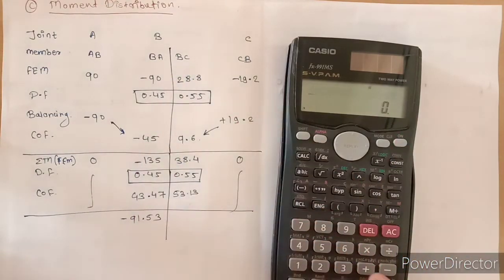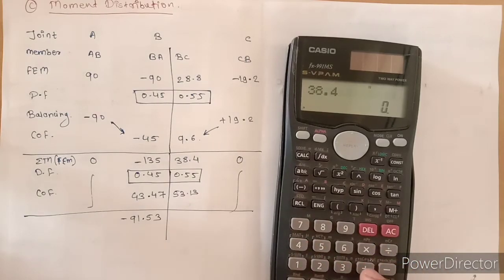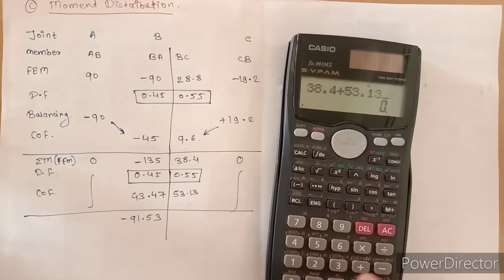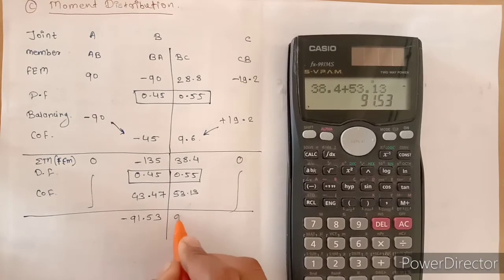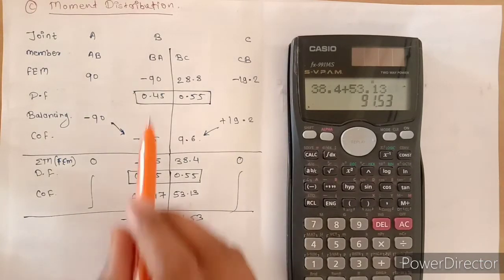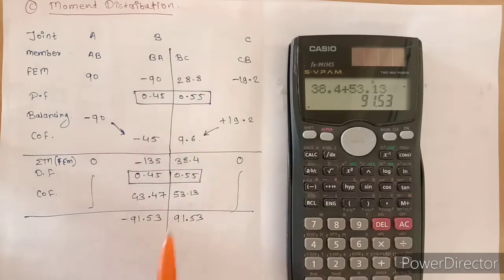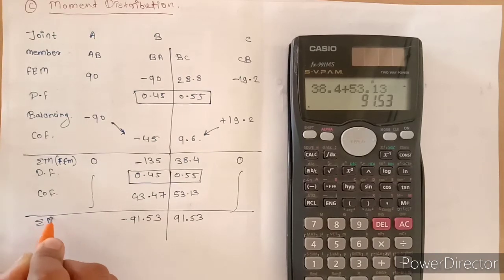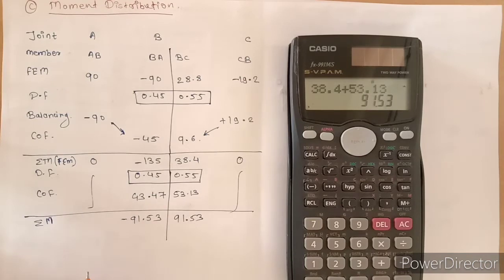And for BC member, 38.4 plus 53.13. Answer is 91.53. So here you can see that at member BA and BC member the total moment is equal, only the sign is changed. So here our end moment is okay.